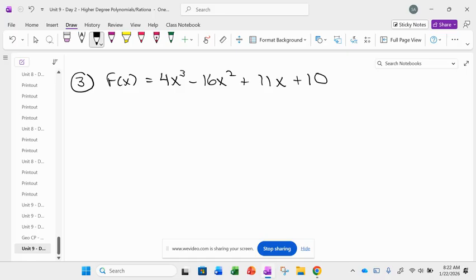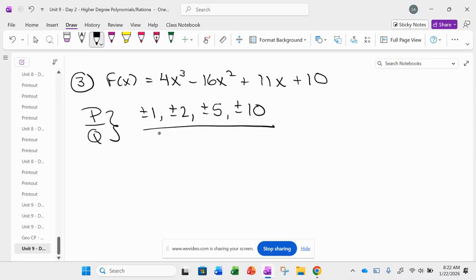This one's not as nice. Why is this not as nice? We have denominators now, right? So we're going to have fractions. So our P over Q, possible rational roots, are going to be plus minus 1, plus minus 2, plus minus 5, plus minus 10. And our denominator is going to be plus minus 1, plus minus 2, plus minus 4.